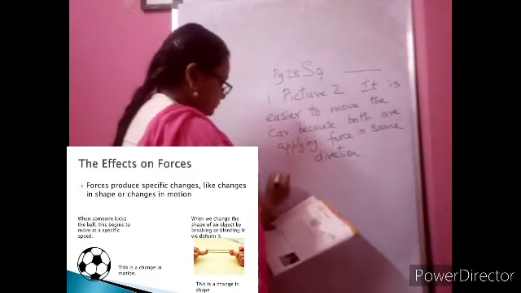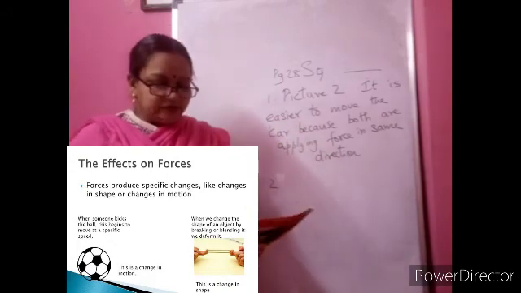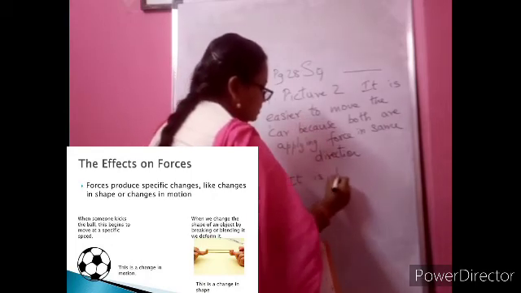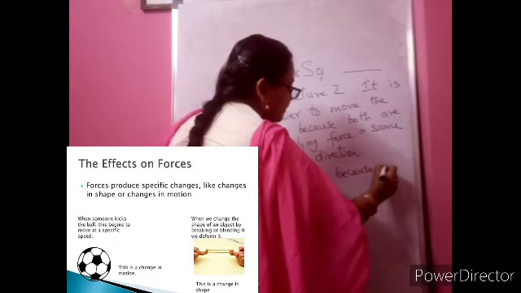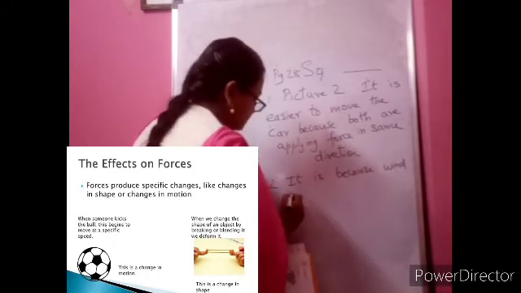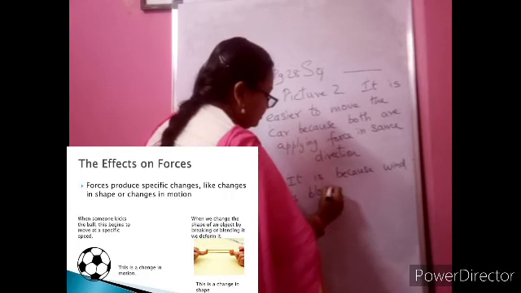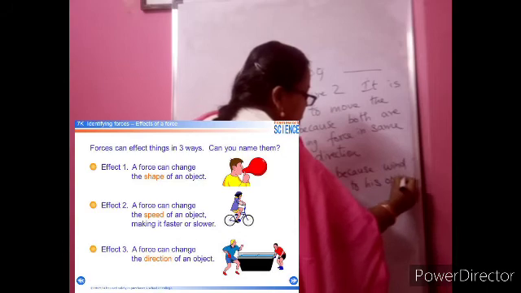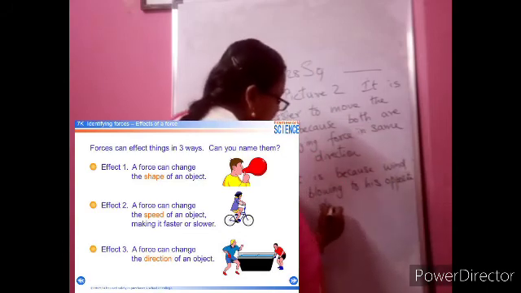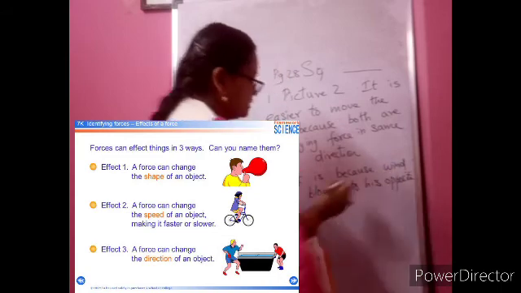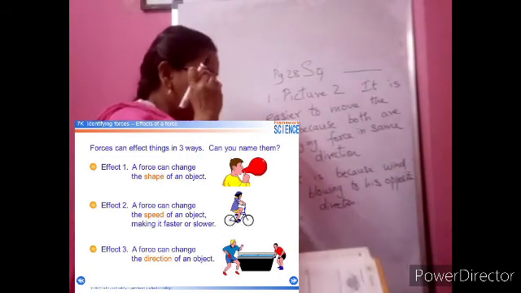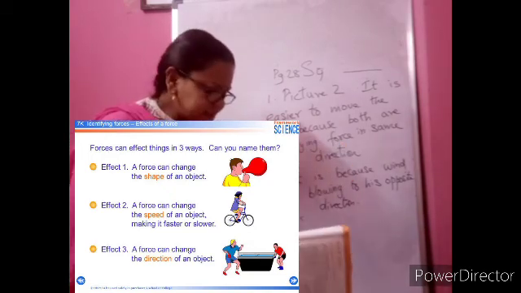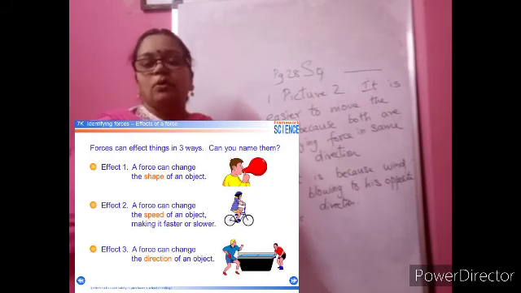Now the second one. Why is the bicycle rider finding it difficult to move the bicycle? You see there? It is because the wind is blowing in his opposite direction. Wind force, that is also one force only. Wind force is blowing in his opposite direction, which makes it difficult for him to move the bicycle. You can extend or put it in your own words to write what you have understood.